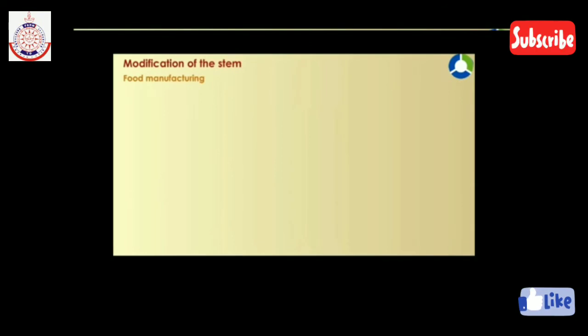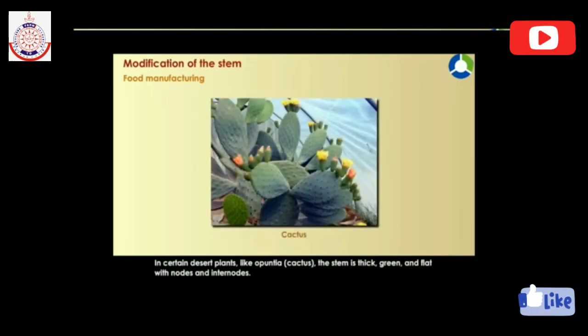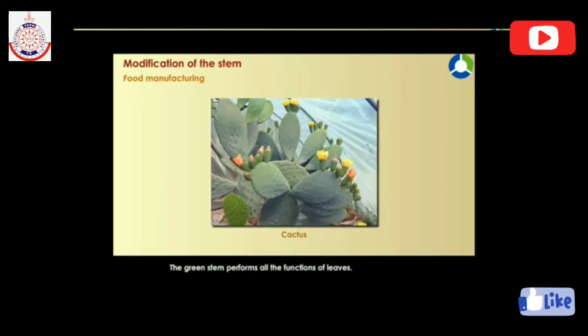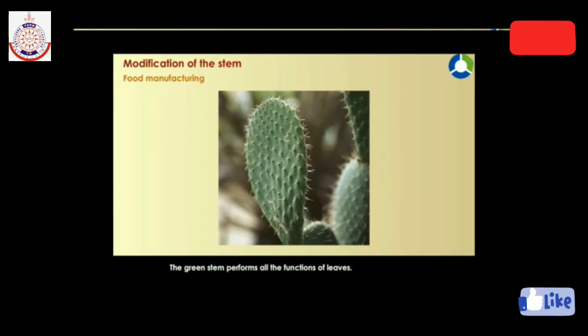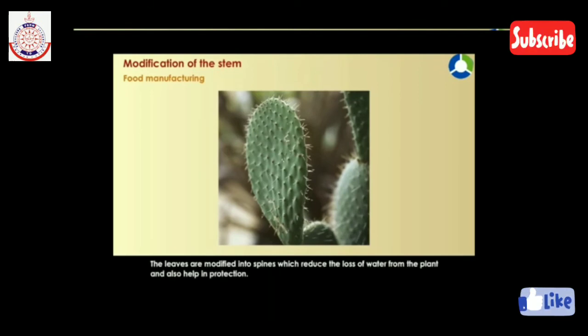Food manufacturing. In certain desert plants like Opuntia and cactus, the stem is thick, green and flat with nodes and internodes. The green stem performs all the functions of leaves. It manufactures food for the plant. The stem stores water for long, dry periods. The leaves are modified into spines which reduce the loss of water from the plant and also help in protection.